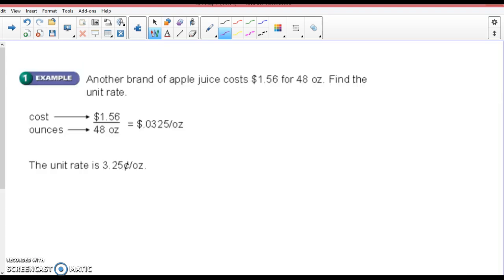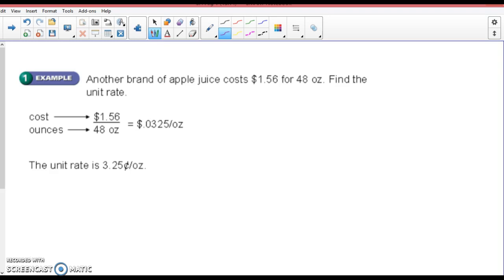All right, we are talking first about a rate. A ratio is a fraction that relates two numbers. A rate has a label, like cost per pound or miles per hour. That is a rate. Now, a 1 gallon jug of apple juice costs $1.56 for 48 ounces. Find the unit rate. Now, I am going to show you how to do this multiple ways.